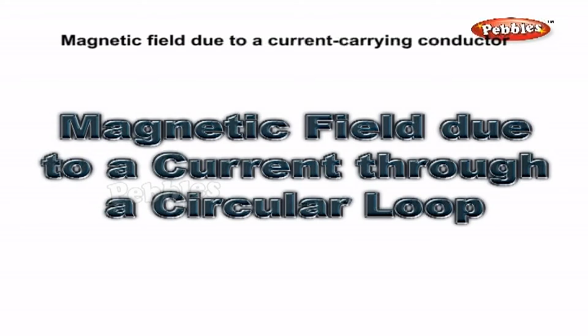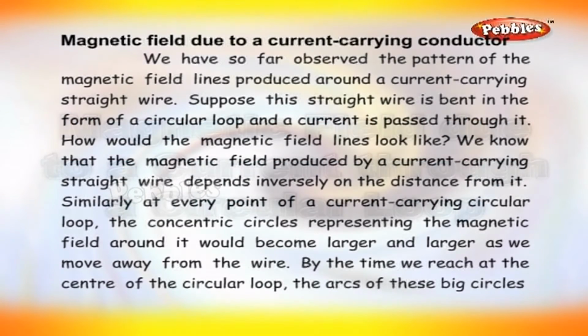Magnetic field due to a current through a circular loop. We have so far observed the pattern of the magnetic field lines produced around a current-carrying straight wire. Suppose this straight wire is bent in the form of a circular loop and a current is passed through it. How would the magnetic field lines look?